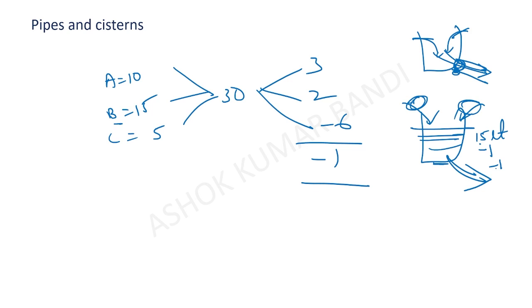So after 1 hour, it's going to be 14. After 1 more hour, it is going to be 13, then 12, like this. So minus indicates that the outlet pipe is faster compared to the inlet pipe. So if the tank is empty, the tank will never get filled. But if it is already somewhat filled, then the original water inside the tank is also going to come out. Okay, so this is pipes and cisterns.